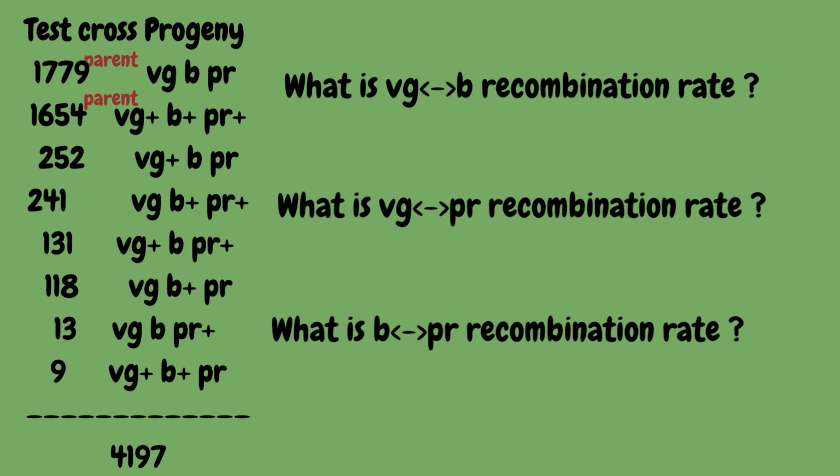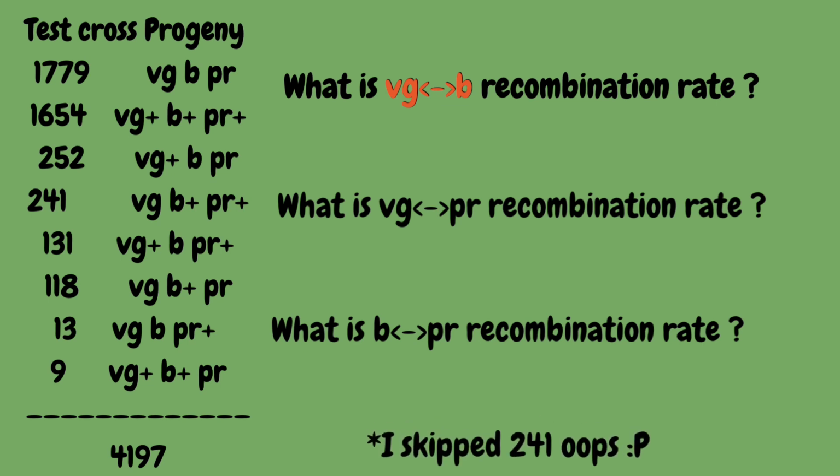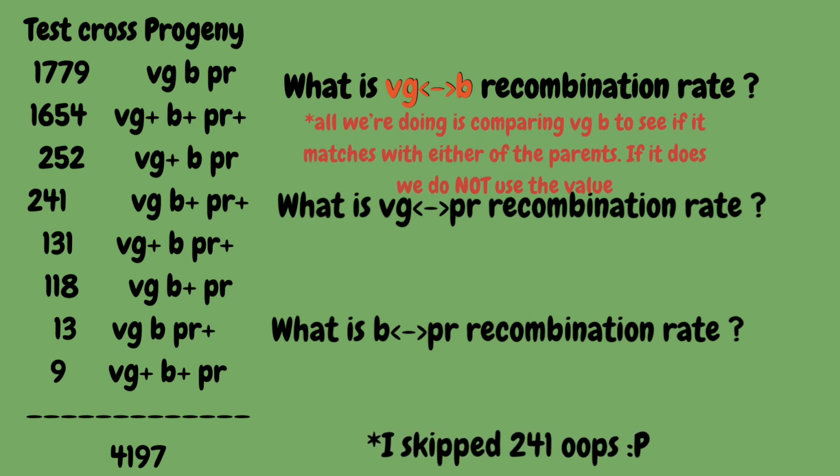Let's start with VG+B+PR. Since we are only looking at the relationship between VG and B, we are only looking at those genes. Since VG plus B values do not correspond to the parents, it is a recombinant. Therefore, we can write the number 252 as a part of our recombination rate. Let's go to the next one. VG plus B PR plus. VG plus B does not correspond with our parents, so we can write 131 as a part of our recombination rate.